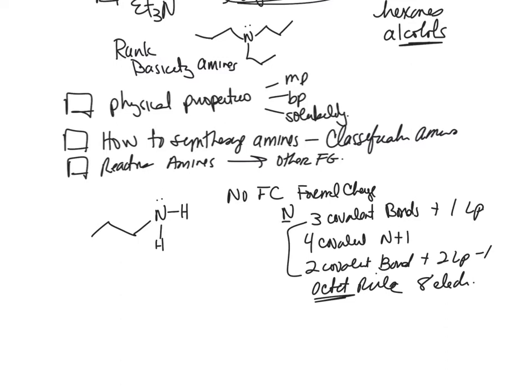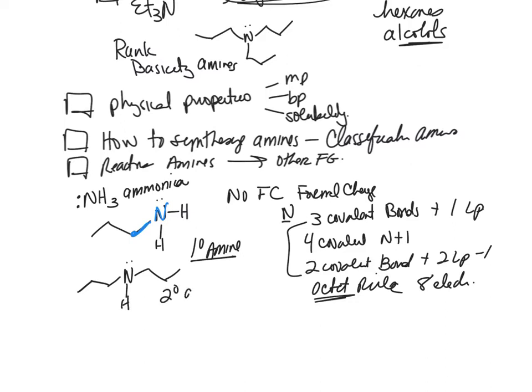So this is a primary amine. How would you figure that out? Well, you'd look at your nitrogen and ask, how many carbons is this nitrogen bonded to? And it's bonded to 1. This is ammonia, so ammonia is basically no methyl groups. Primary amine, the nitrogen is bonded to at least 1 carbon. If we bond this now, we have 1 hydrogen. Now this is a secondary amine because that nitrogen is bonded to 2 carbons.